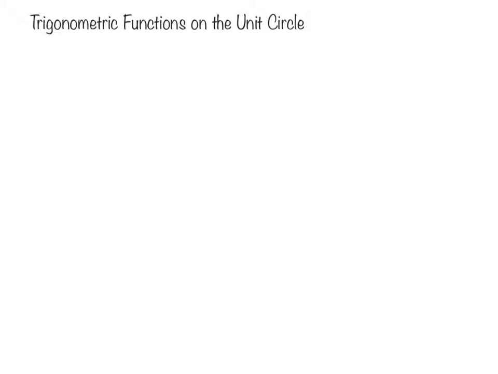This lesson is on trigonometric functions on the unit circle. The first example we're going to do is finding secant of 150 degrees. With secant, we know that it's the reciprocal function for cosine. So if cosine equals x, then secant is the reciprocal, which is 1 over x.